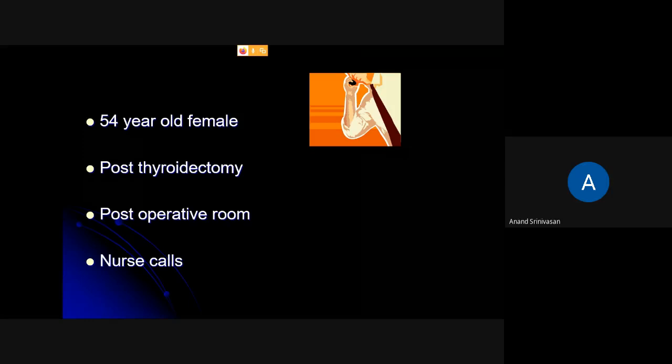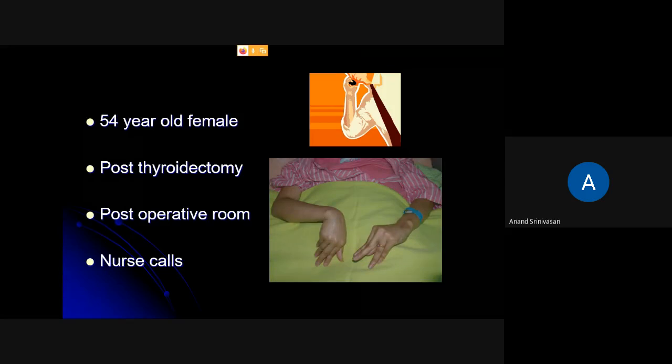Okay, so now we are going to the next part. Here it's also a case of thyroidectomy, in a female. Why female? Because thyroid gland enlargement is more common in females, so that's why we usually put it as the thyroid gland crisis. A female who has undergone thyroidectomy suddenly, the nurse calls because the person is having something.